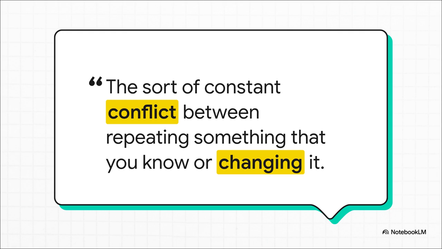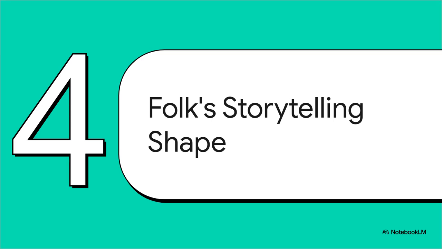And this quote from cellist David Ying just nails it. He says it's all about the sort of constant conflict between repeating something that you know or changing it. That's what's so powerful. Sonata form isn't just a dry structure, it's the drama of that very human choice played out in sound. Okay, so now let's jump over to that other world, folk music. It might seem way simpler on the surface, but you're about to see the exact same principles of form at work, just for a totally different reason.